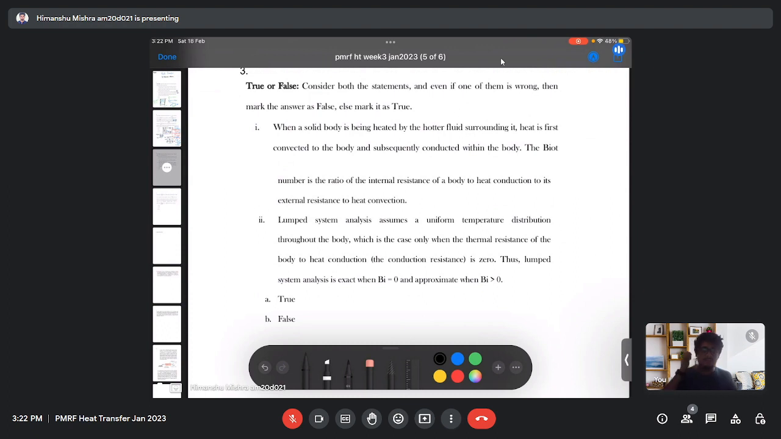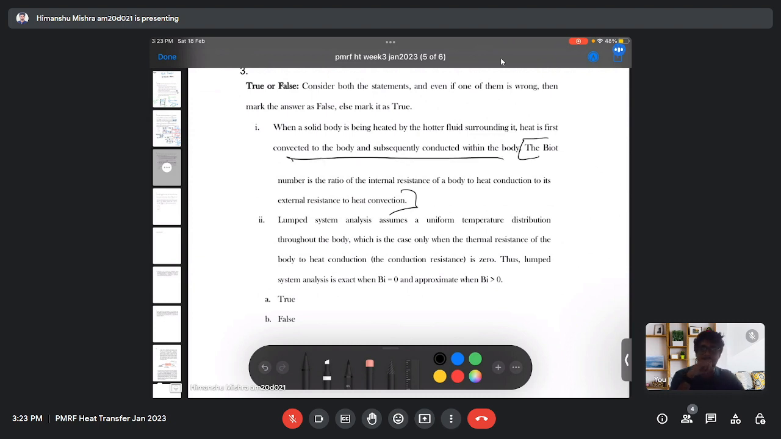So next question is again a true and false question, based on lumped heat transfer. The first statement says that when a solid body is being heated by the hotter fluid surrounding it, heat is first convected to the body and subsequently conducted within the body. The Biot number is the ratio of internal resistance of a body to heat conduction to its external resistance to heat convection. We can discuss the Biot number part later after this.